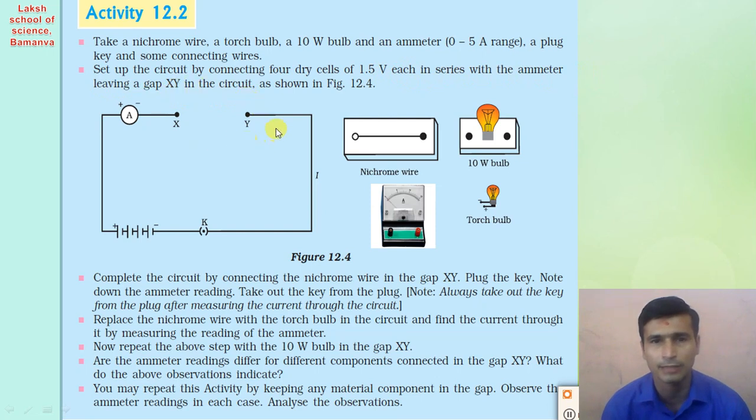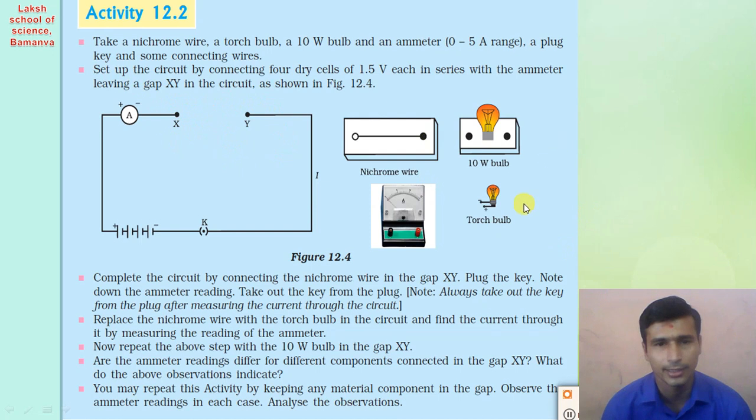In this gap XY, we place a different component and measure the electric current passing through it with the help of the ammeter one by one, right? So we will make a circuit with 4 dry cells, each of voltage 1.5 volts, and connect an ammeter in series. The use of the ammeter is to measure the electric current. Here at X and Y we keep a gap.